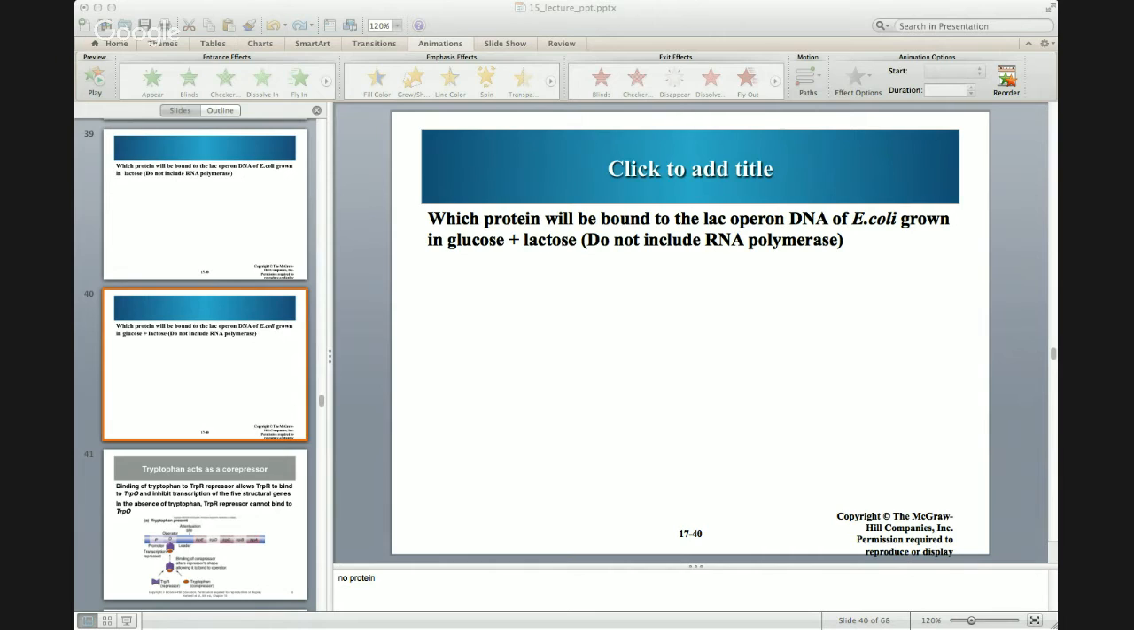Okay? So that's it. Let's see what Clementine said. None of them. Very good. Look, very good, Clementine. You got the answer correct. Very good. No repressor will be bound.